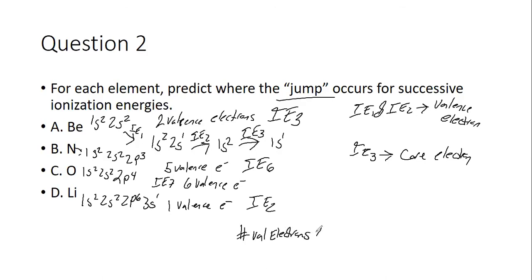plus 1. That's all it is, right? So beryllium, Be, had 2 valence electrons, so it's IE3. Nitrogen, 5 valence electrons, IE6. Oxygen, 6 valence electrons, IE7. Lithium, 1 valence electron, IE2.